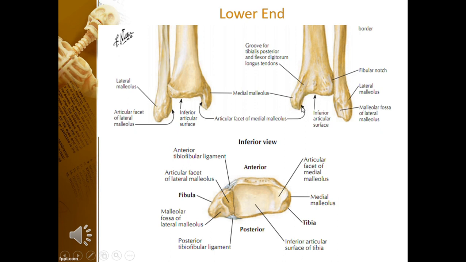the medial malleolus. Now looking at the inferior surface, the inferior articular surface of tibia and the lateral articular surface of medial malleolus are going to articulate with the superior surface of talus along with the lateral malleolus of fibula to form ankle joint.